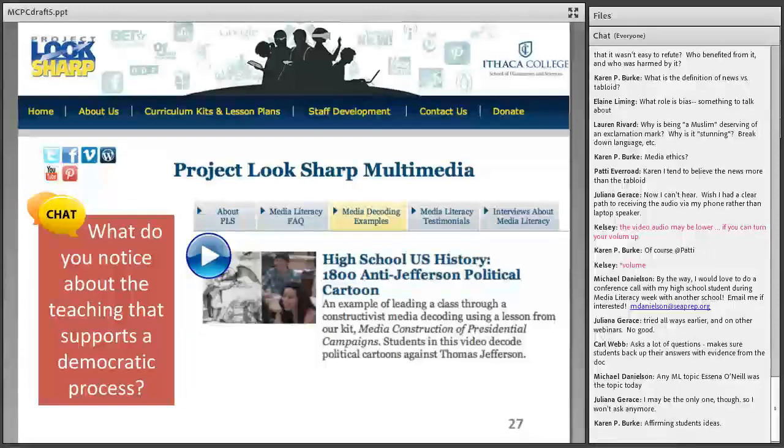Carl says he asks a lot of questions, but then makes sure that the students back up their answers with evidence from the document. This is always really key and important that we ask our candidates themselves, what's the evidence that you're giving for your assertion? Karen's pointing out the importance of affirming student ideas as well.